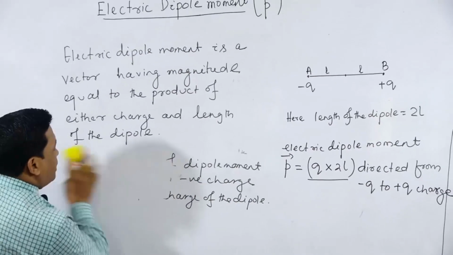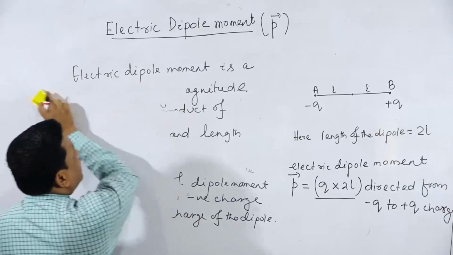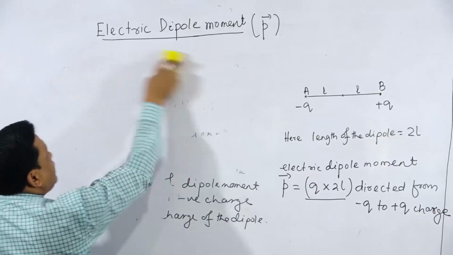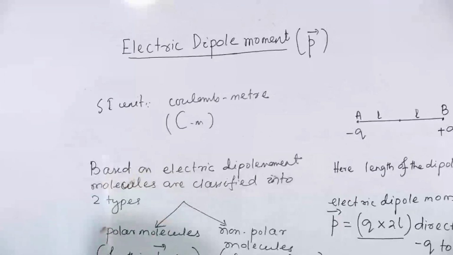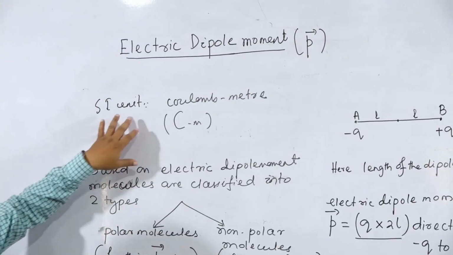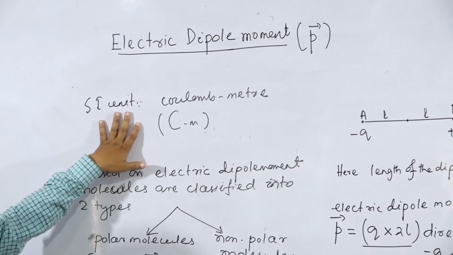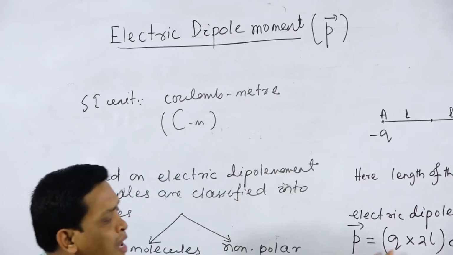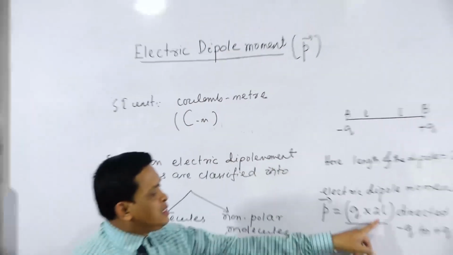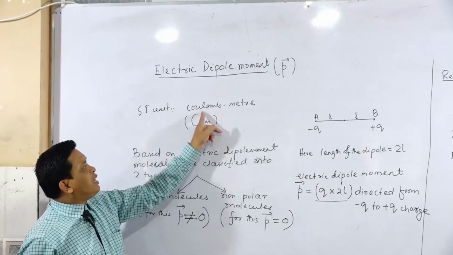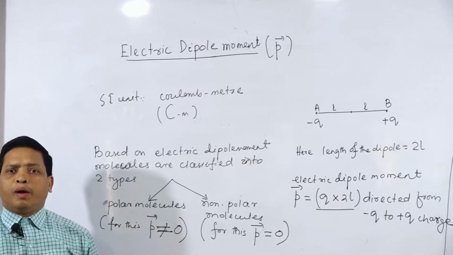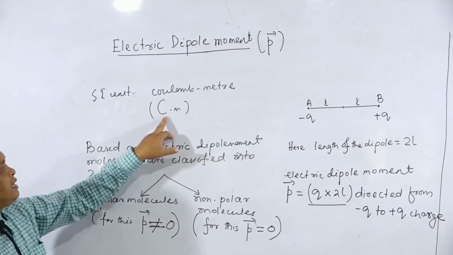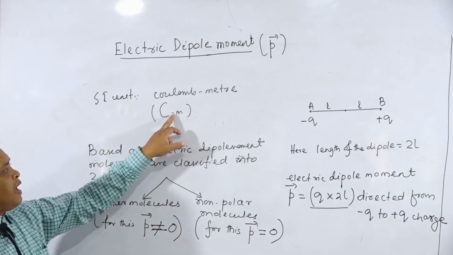Come to the unit part of electric dipole moment. Now SI unit of electric dipole moment is coulomb meter, because it is charge, SI unit coulomb, it is distance, SI unit meter, so SI unit of electric dipole moment is coulomb meter. We write like this, capital C hyphen small m.